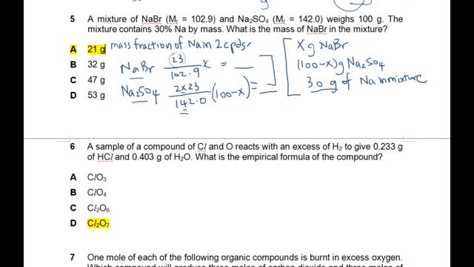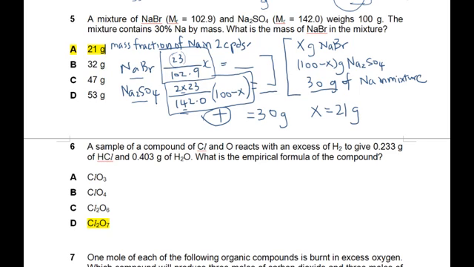So what you have to do now is set up an equation, an expression which adds up this value and this value. You add them both together, and you will get 30 grams. Since there is only one unknown in the equation, you can solve for x to be 21 grams. And that's it for this question.